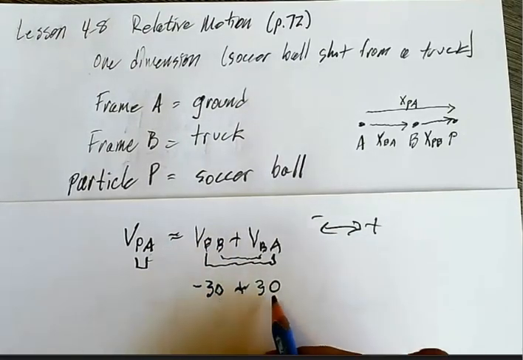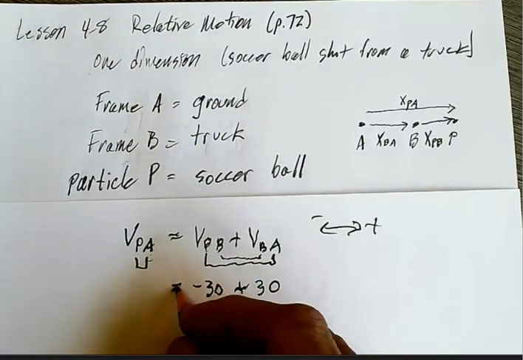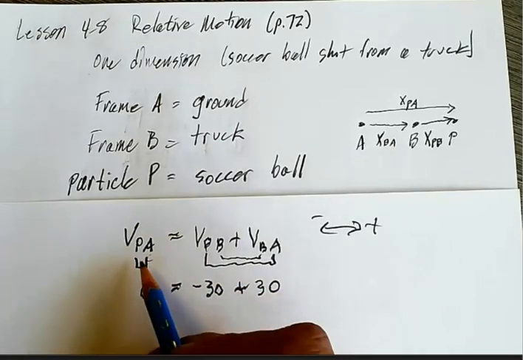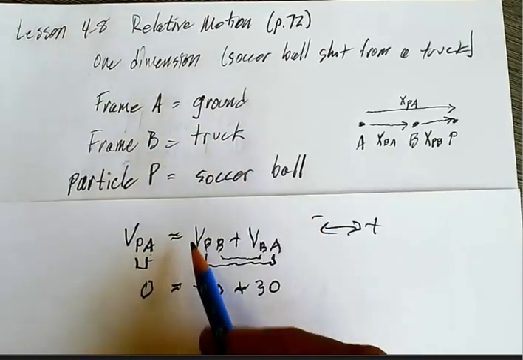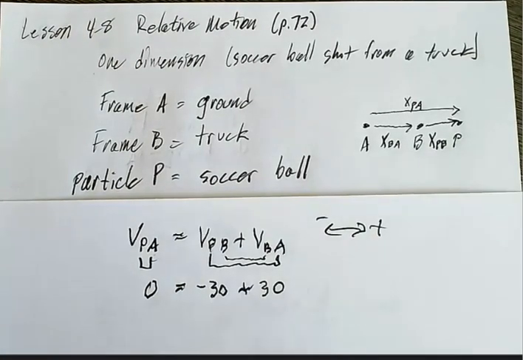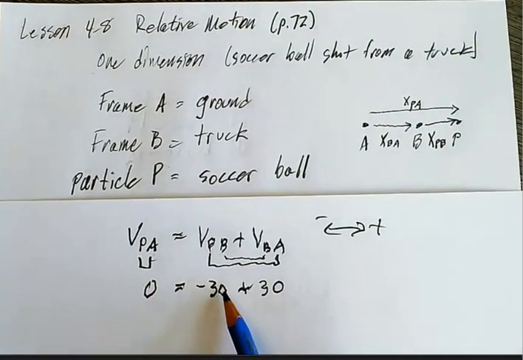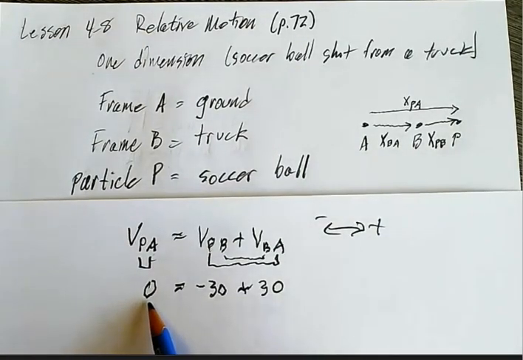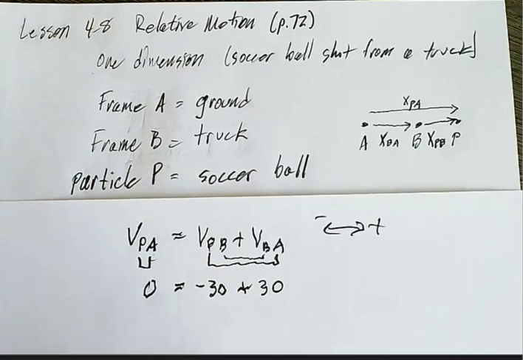And we can see that 30 plus negative 30 adds to 0. And that is the velocity of the ball with respect to the ground. And that's what we saw. The ball fell straight down to the ground. From inside the truck, it looks like it's moving backwards at the same speed as the truck, but to people on the ground, in their frame of reference, the velocity was 0, and it just fell straight down.